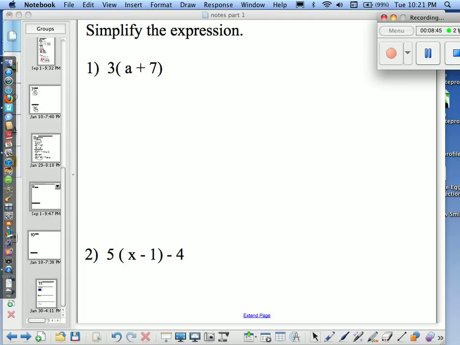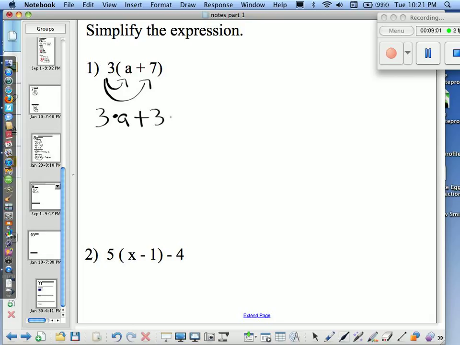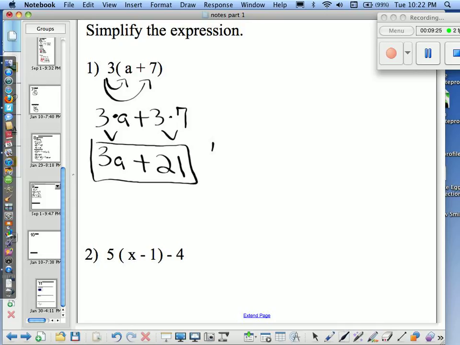Okay, so let's try simplifying this expression together. We have to use the distributive property, which means we have to multiply this 3 by each term inside the parentheses. So we've got 3 times A plus 3 times 7. Each term inside that parentheses. However, we're not done. We showed that we're multiplying, but we need to simplify. 3 times A is 3A. 3 times 7 is 21. There are no more like terms, so we are done.